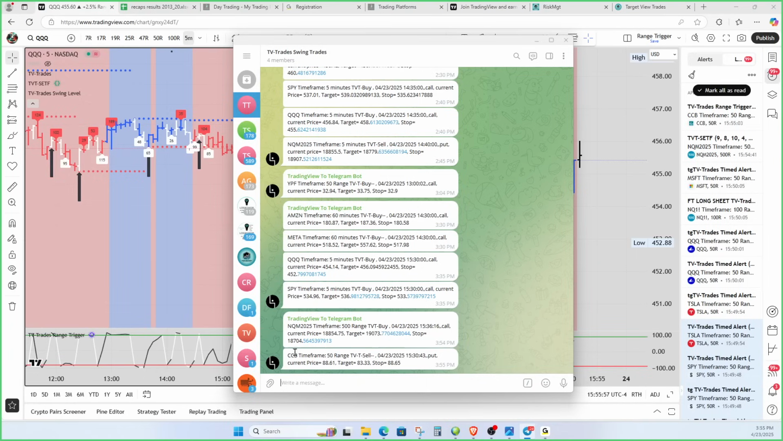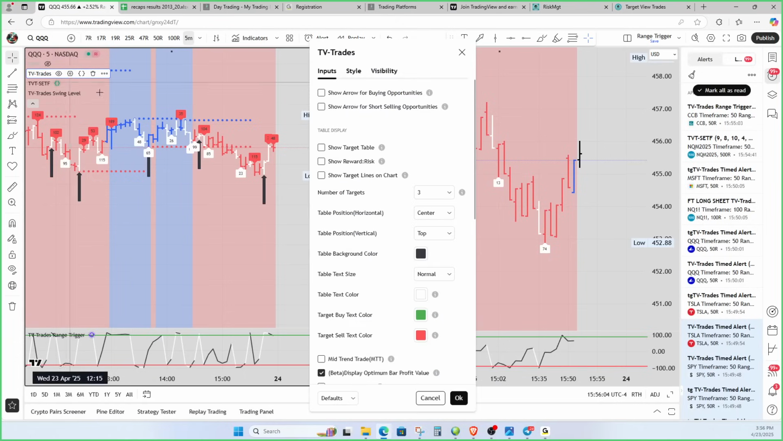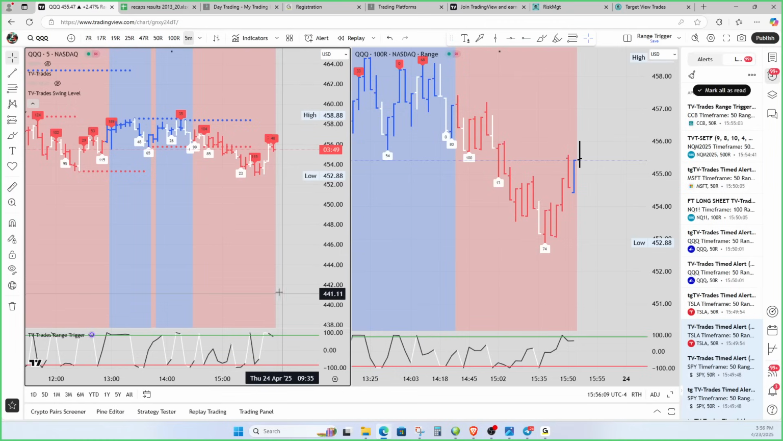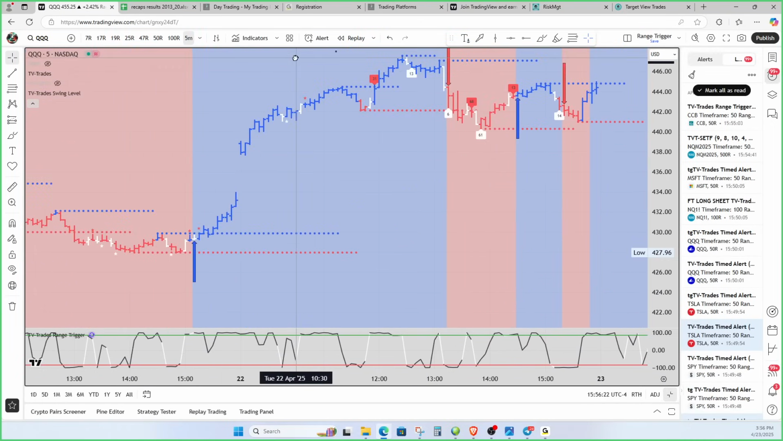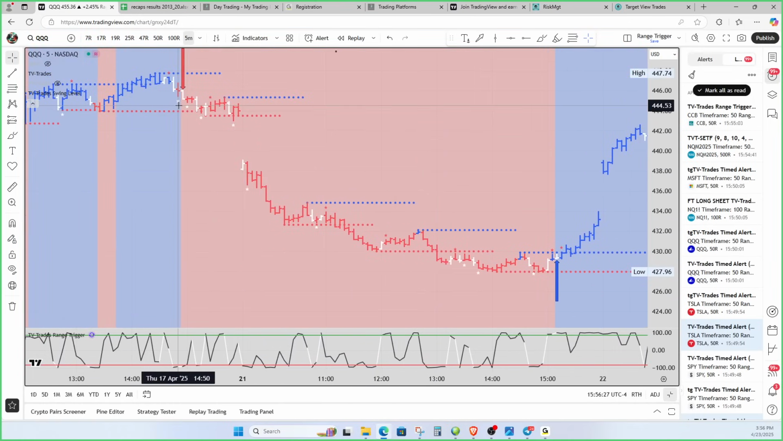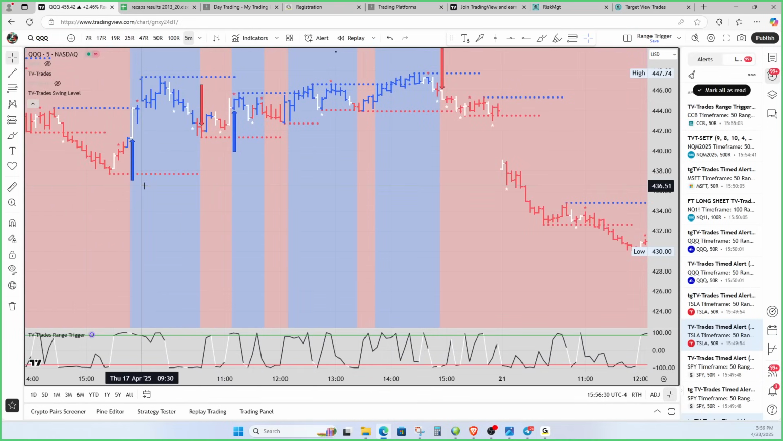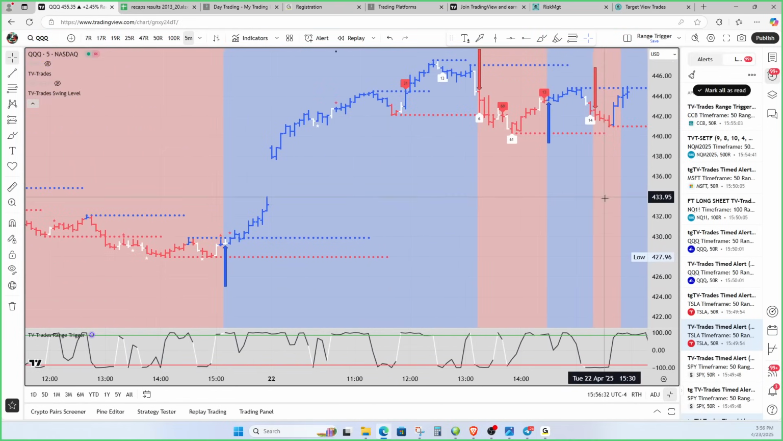The ones that are actual stocks are not coming from this setup. They're coming from a different setup, actually just from the regular TV trades. Now if I shut that off, let me blow it up. Yeah, they're coming from these arrows right here. They're still giving you great entries, but that's where those are coming from.